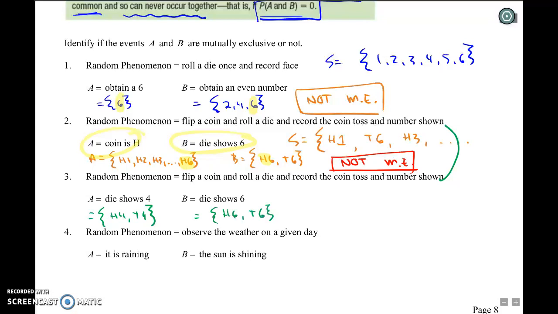So these do not have any outcomes in common. And again, I don't know why I'm listing these. You don't need to list them. Can you get a 4 and a 6 at the same time? When you flip a coin and roll a die one time, can you get both a 4 and a 6 on the die? Of course not. So these are mutually exclusive because they can't happen together.